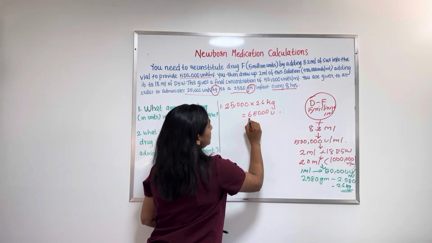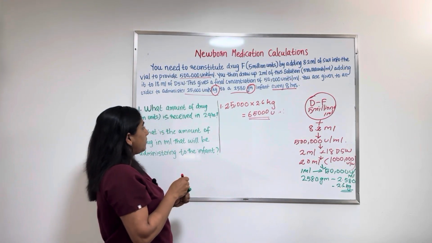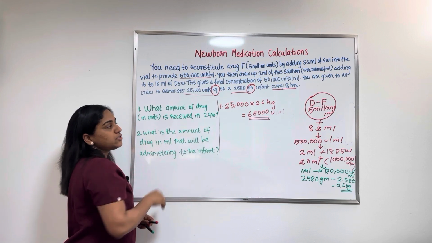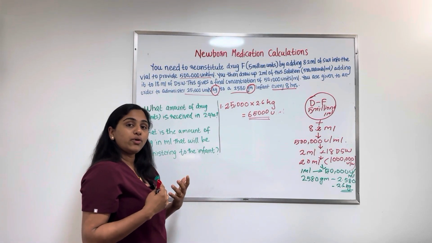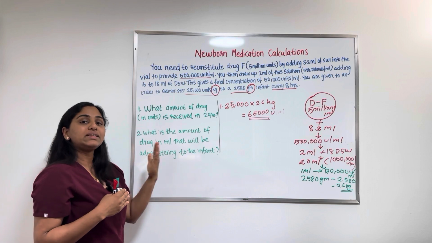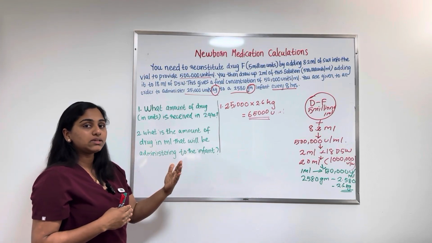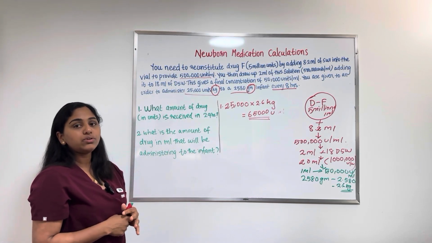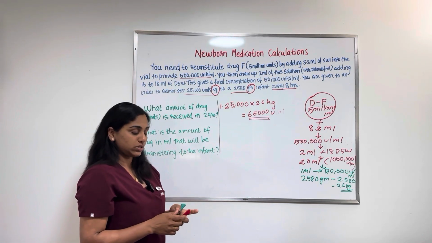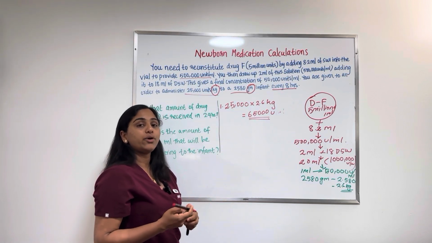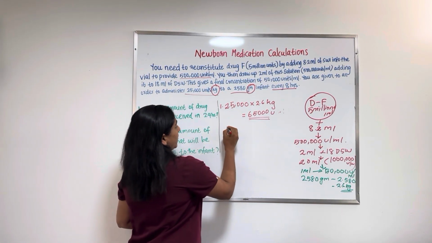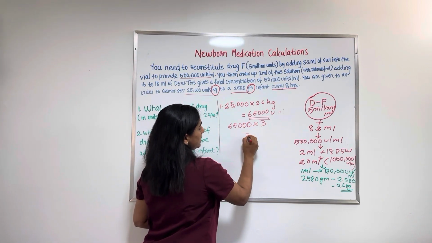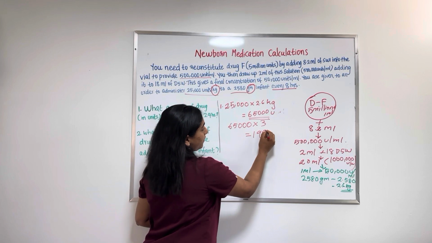Okay. So this is for 8 hours. But in this question, we know that we need to find out for 24 hours, right? So in every 24 hours, we need to give medication at least 3 times. So 65,000 into 3, we will get the total dose for 24 hours. So 65,000 into 3 is equal to 195,000.